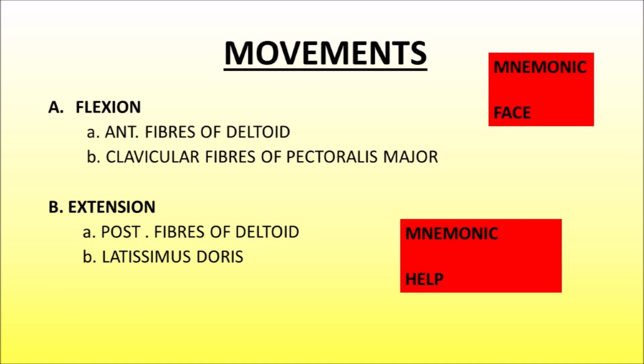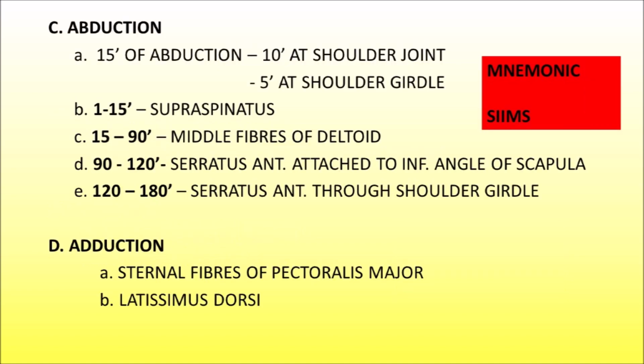Extension is shown by the posterior fibers of the deltoid and the latissimus dorsi. In order to remember this, remember the mnemonic HELP, where P stands for posterior fibers of the deltoid and L for the latissimus dorsi. Now let us move on to abduction.